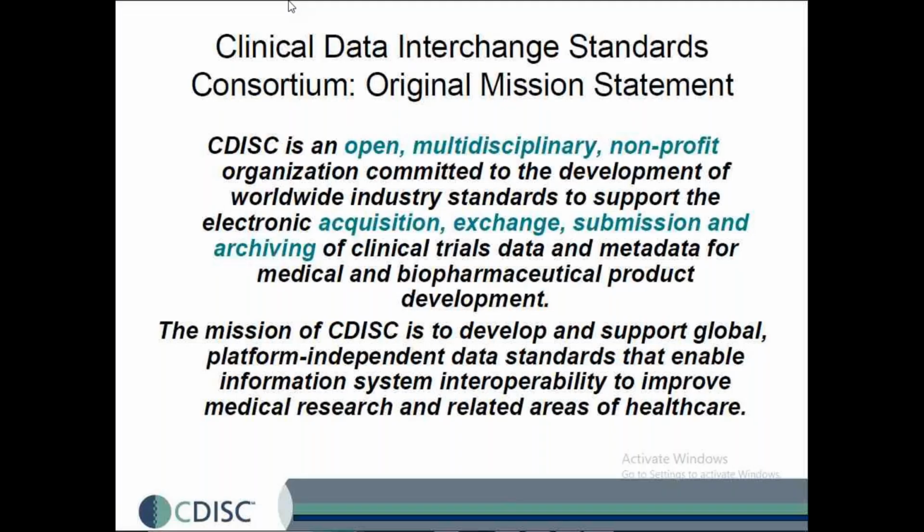Right. So now read this definition. This is important. CDISC is an open multidisciplinary organization. Multidisciplinary means here you have a programmer, statistician, principal investigator, clinical investigator, data management person, and regulatory authorities person. So CDISC is an open, multidisciplinary, non-profit organization.